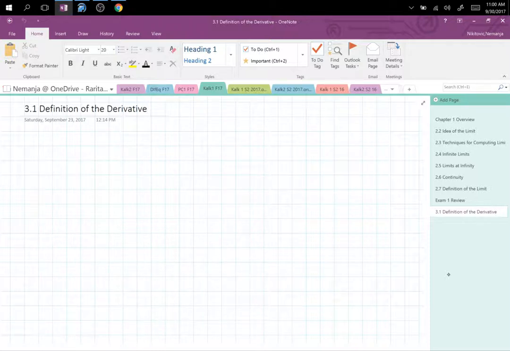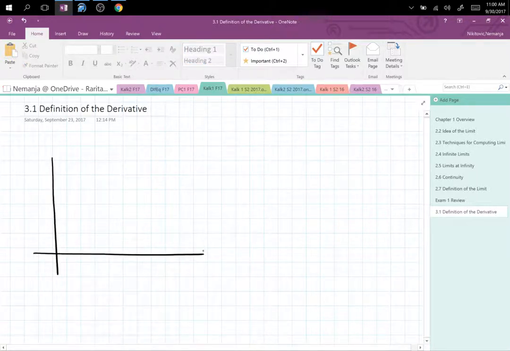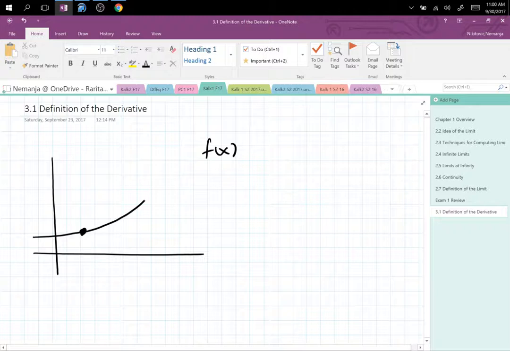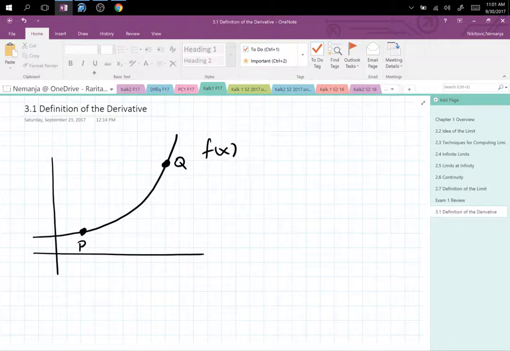So we're going to start by observing the point which moves along the graph of function f of x. So I have some function f of x. I'm going to have a stationary point. I'm going to curve a little bit more. Stationary point P, and then another point Q, and point Q is going to move.